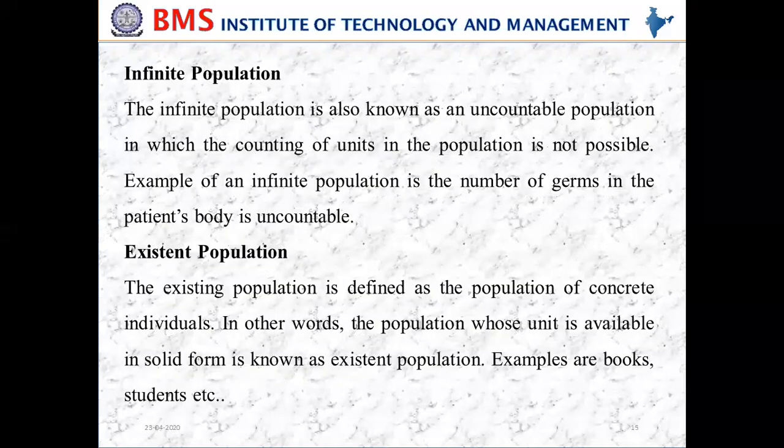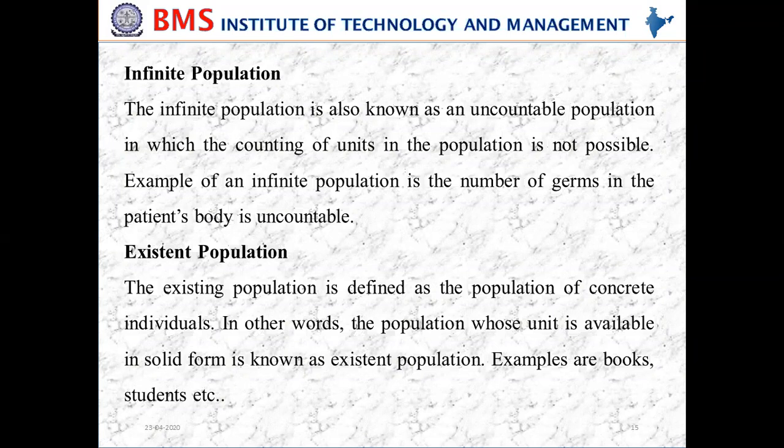And infinite population, the population which is uncountable, in which the counting of units in the population is not possible. An example of this is the number of germs in a patient's body, which is uncountable. So lakhs of lakhs it will be there. Germs will be in terms of lakhs, in terms of crores also it will be there. So existent population, the existing population, is defined as the population of concrete individuals.